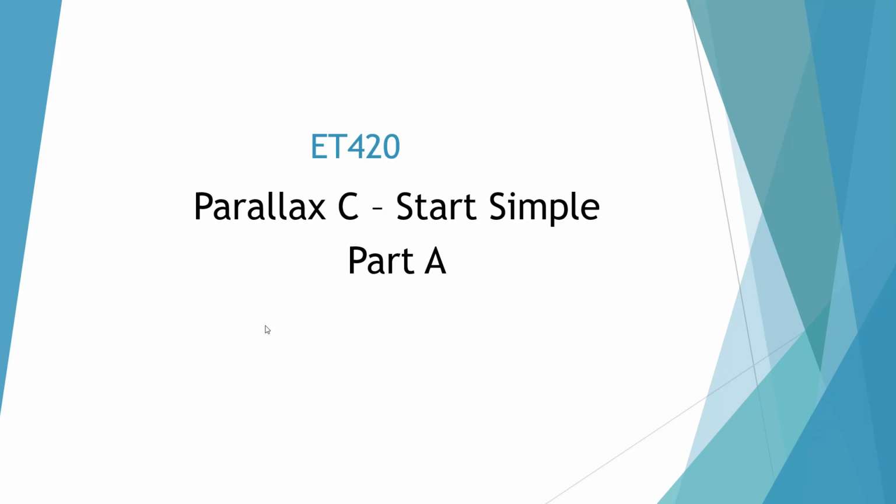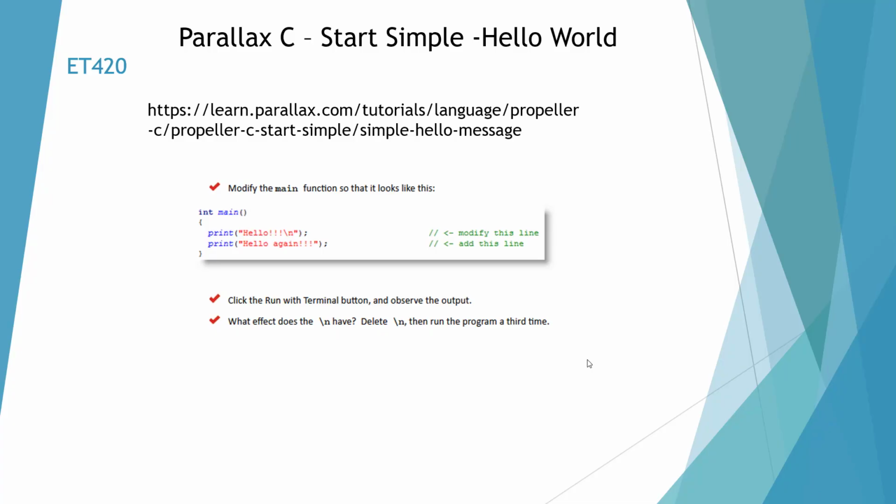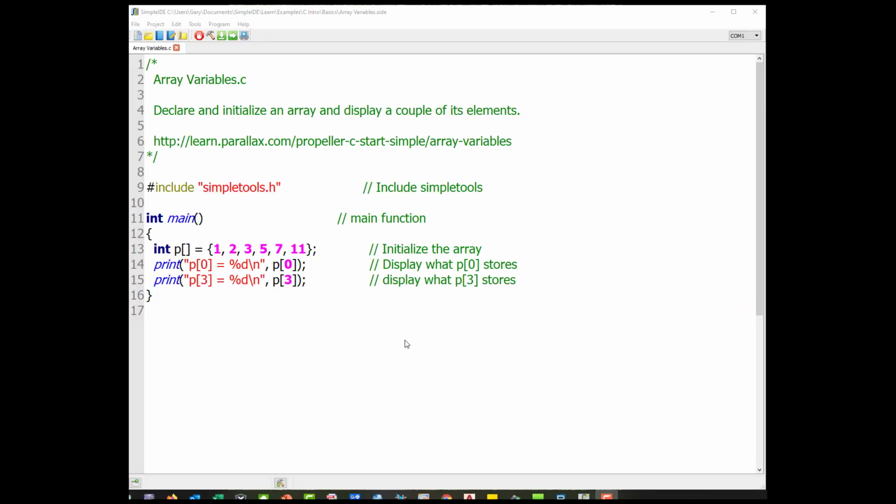Welcome to the A-420 how-to video for the Parallax C Start Simple Part A. For our first assignment, go to this website here and run the program, and they want us to modify it stating this. So we're going to modify it and add a line, and I'll show you how to.